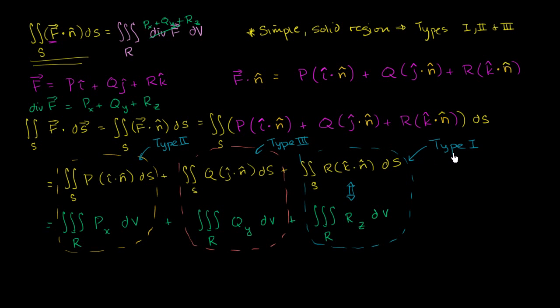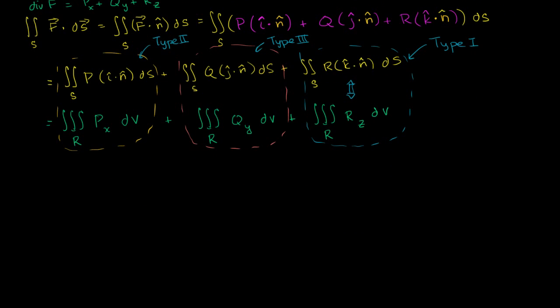So I'm going to assume it's a type 1, which I can. It's a type 1, 2, and 3 region. So given the fact that it's type 1, I'm now going to prove this relationship right over here. And then I'll leave it up to you to do the exact same argument with a type 2 and a type 3 region. So let's get going.